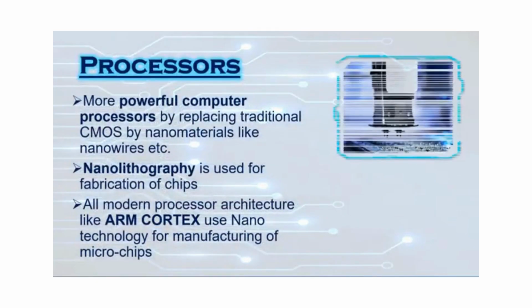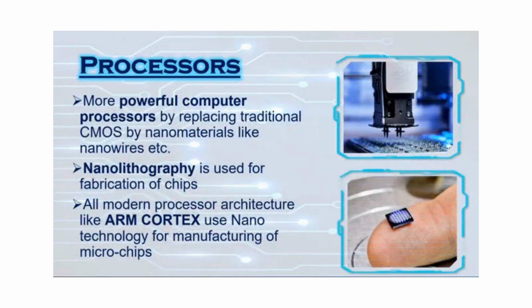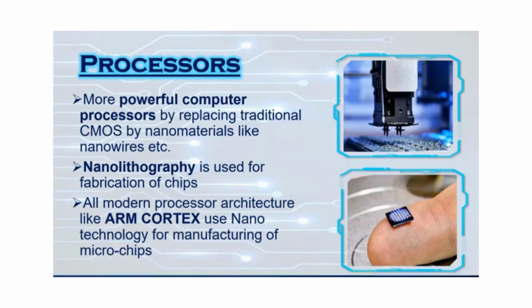First come the processors. Nanotechnology promises more powerful computer processors by replacing traditional chip metal oxide semiconductors with nanomaterials like nanowires, etc. Nanolithography is a technique that is used for the fabrication of the chips. All modern processor architectures like ARM Cortex are using nanotechnology for manufacturing microchip processors.